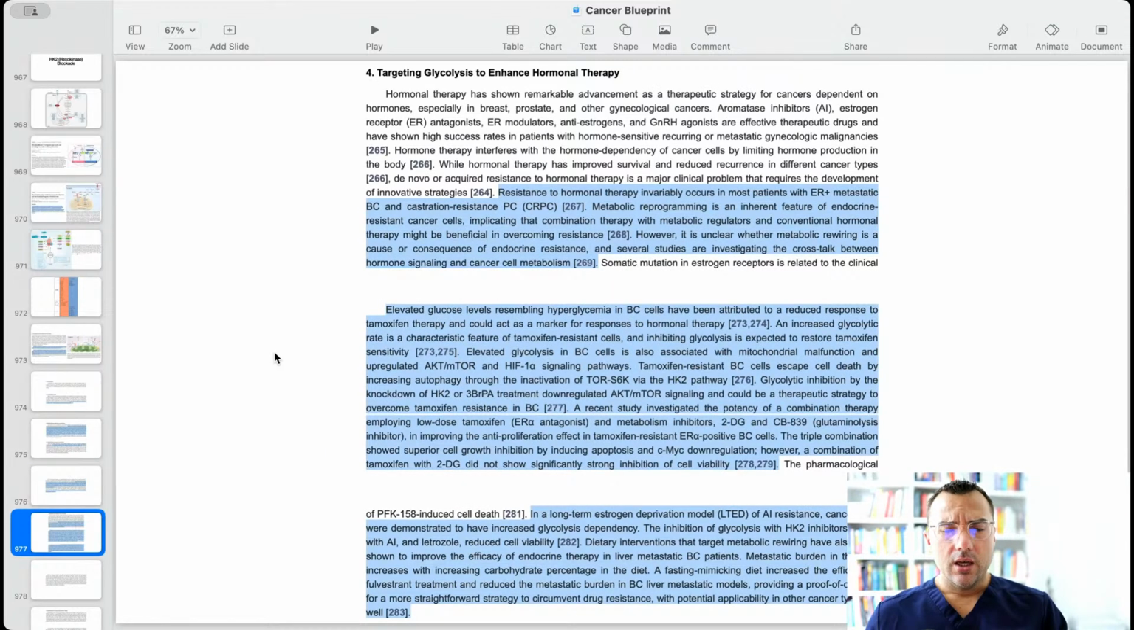All right, so I wanted to, in particular, also highlight this. Again, this is why I pulled this paper. It's so good: targeting glycolysis to enhance hormonotherapy. So I think that for breast cancer and uterine cancer and things like that, even ovarian cancer, there are a lot of publications that allow us to more easily believe that metabolic therapy will be helpful for those cancers.